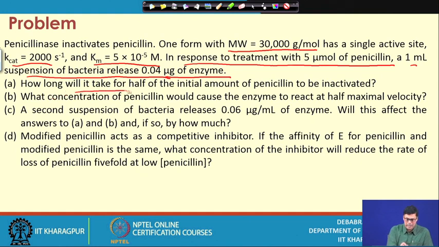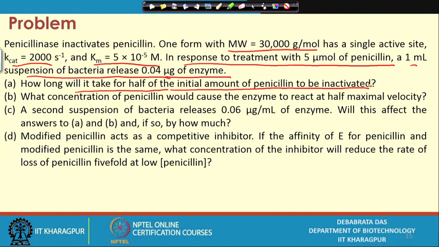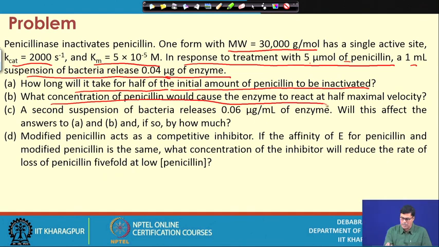How long will it take for half of the initial amount of penicillin to be inactivated? That means you have to find the time required to remove half of the penicillin, to degrade half of the penicillin. That is what we shall have to find out. The initial penicillin concentration was 5 millimolar. Then, what is the concentration of penicillin that causes the enzyme to react at half maximum velocity?